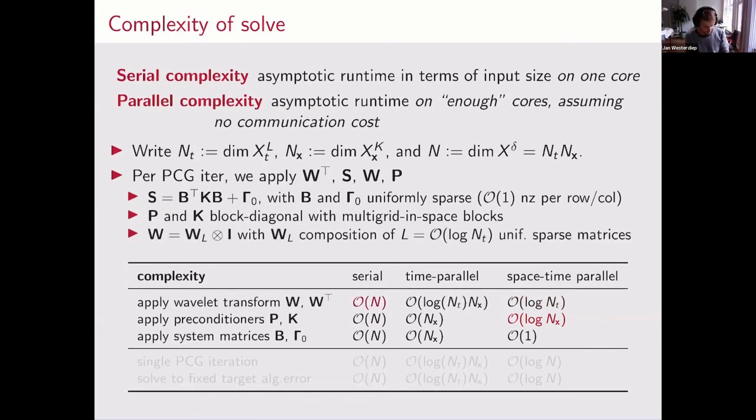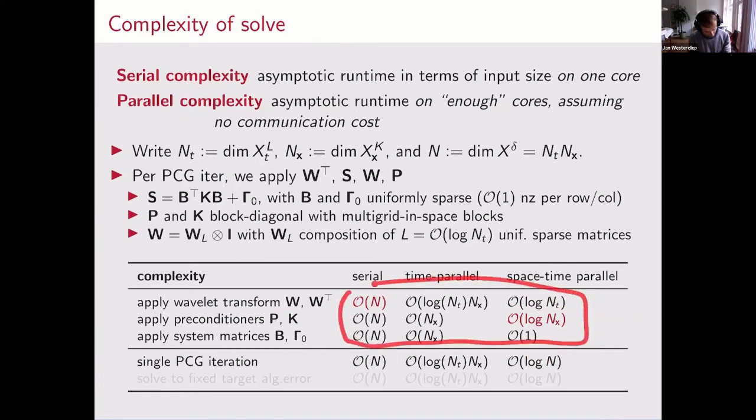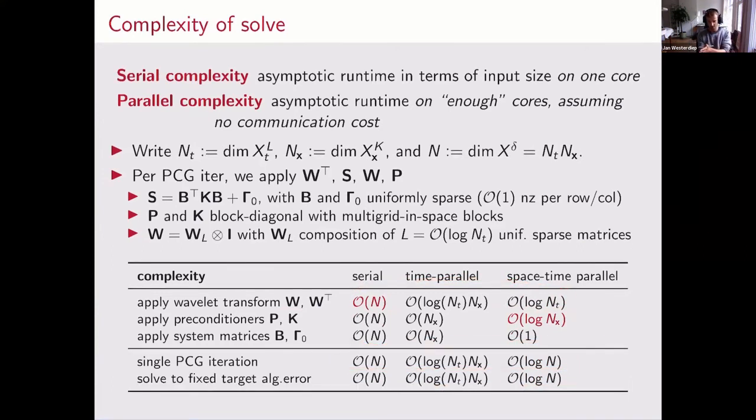And then we have the wavelet transforms. Of course, it's a well-known result that the fast wavelet transform is linear in serial, and it turns out that it's logarithmic in parallel. So every iteration of PCG is basically the sum of these costs together, and you end up with this schematic. If we fix the target algebraic error epsilon as a constant, we have a constant number of PCG iterations. Therefore, its complexity is the same.